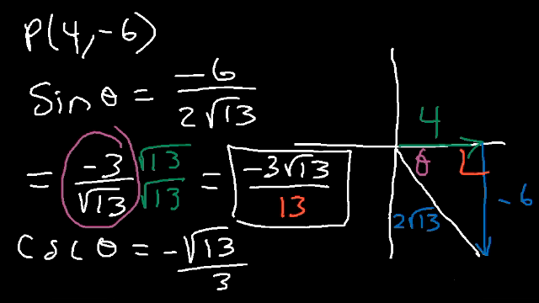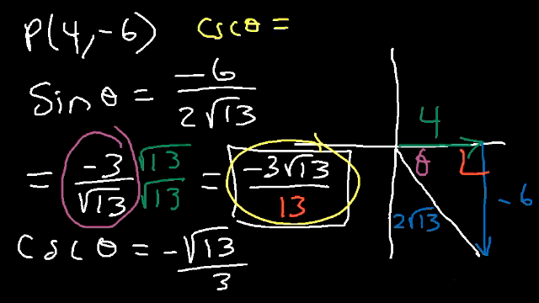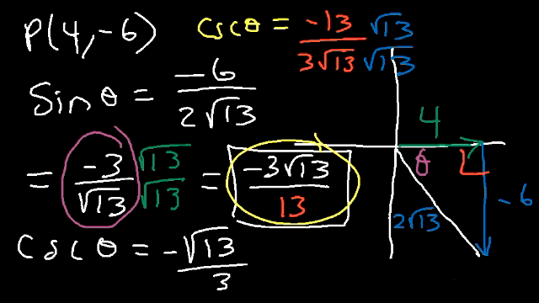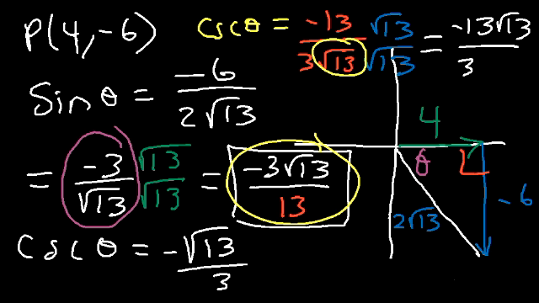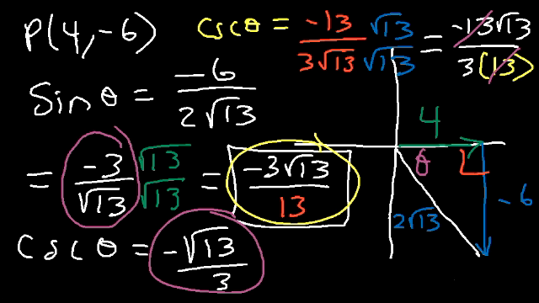Now notice what's going to happen if you try to flip this one. Cosecant theta is also equal to -13 over 3 root 13. So now you have a radical on the bottom, so you have to rationalize it. So we've got to multiply top and bottom by root 13. Thus, cosecant is -13 root 13 divided by 3 times root 13 times root 13, which is another 13. So you can cancel the 13s, and then you get this answer, -root 13 over 3. So it's a lot easier if you just flip this fraction.